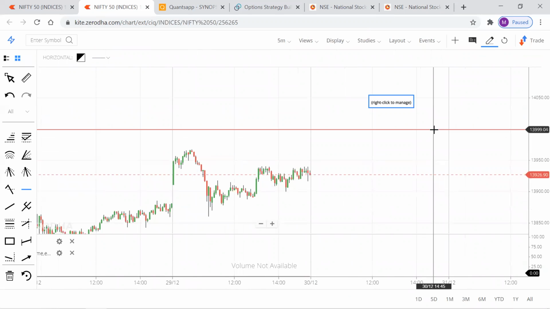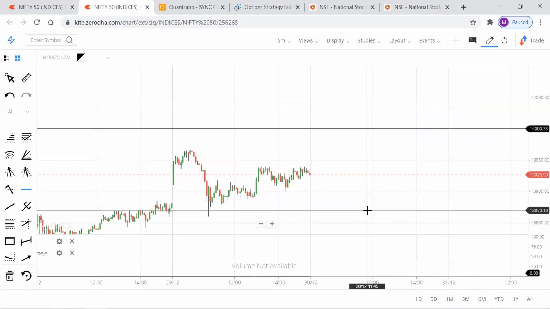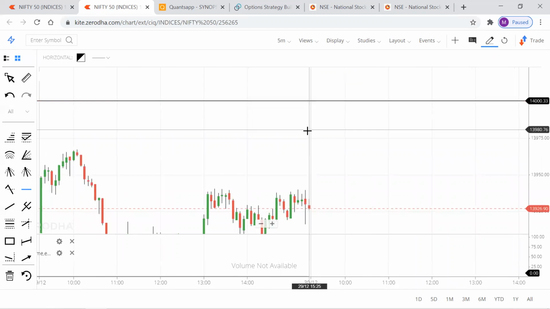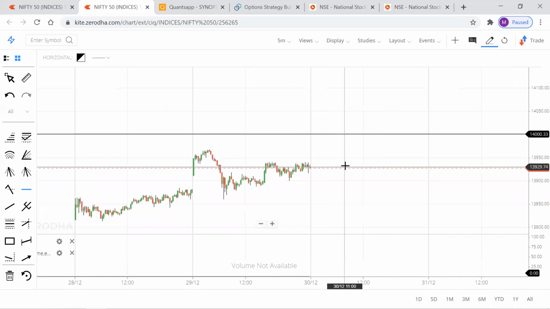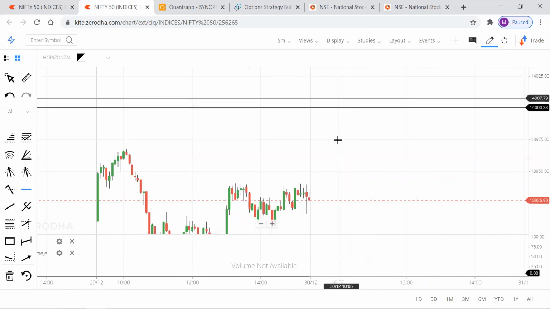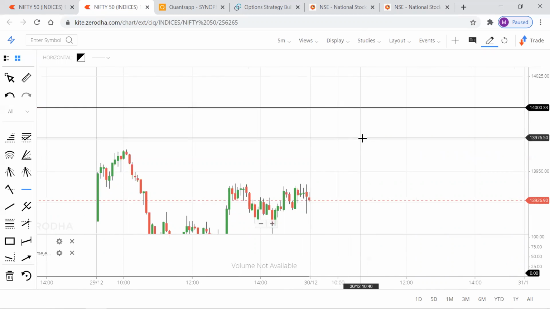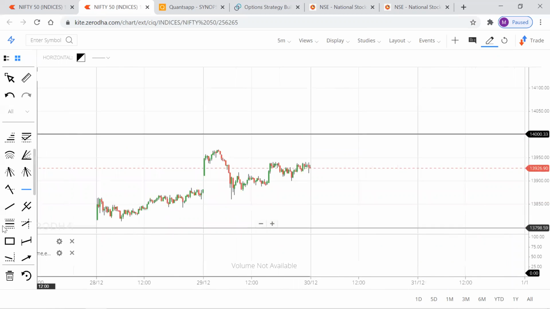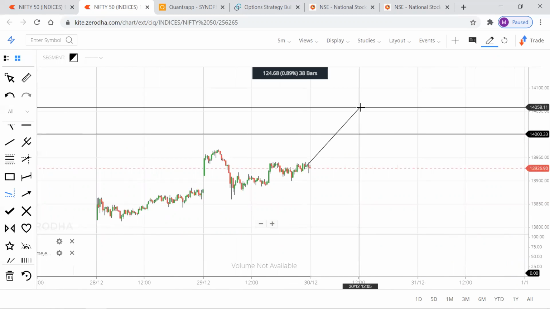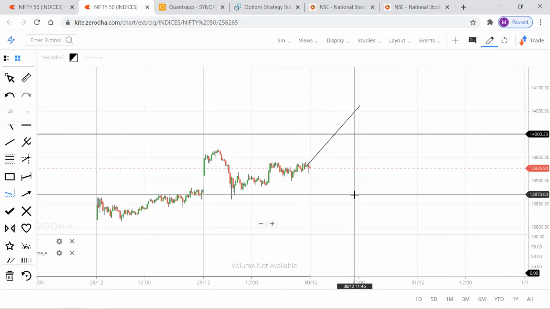All right, it's accurate. So this is 14,000. You are estimating that the market will cross 14,000 before 31st of December. So it's nothing but you are bullish, right? If you're bullish, what can you do? You can buy call or sell put.